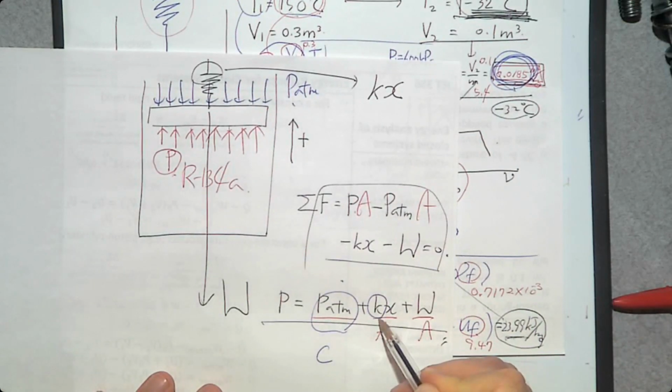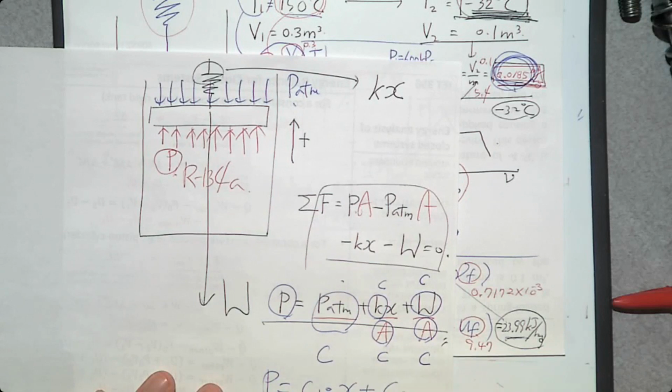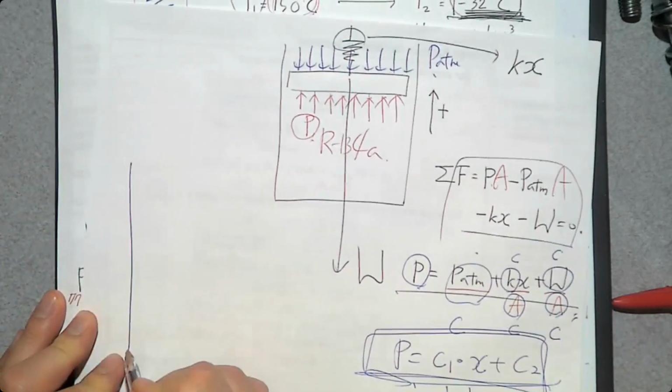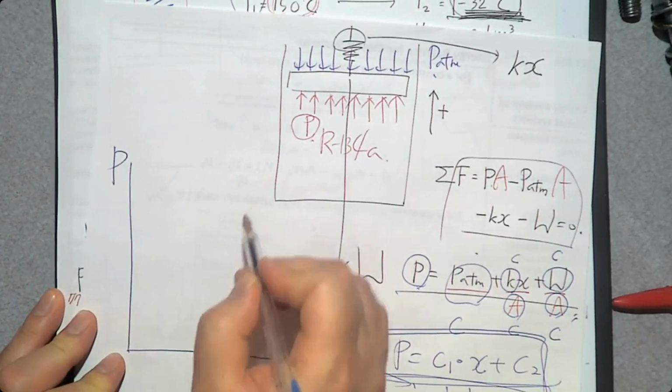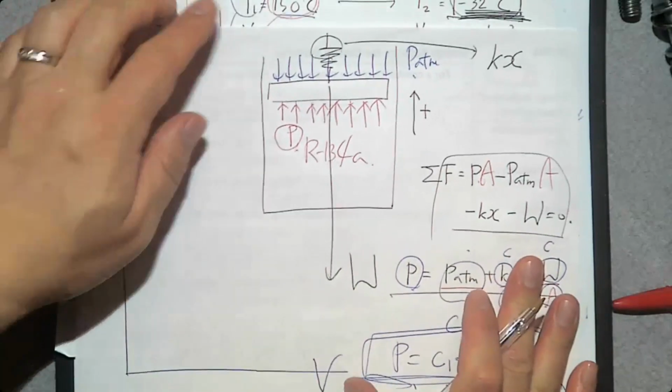Now, atmospheric pressure, constant. Spring constant. Is it constant or variable? It's a spring constant, so it should be constant. Area, constant. Weight, constant. So pressure should be some constant times X plus another constant. What kind of pressure is it if you make a PV diagram of this equation? It's going to be a straight line.